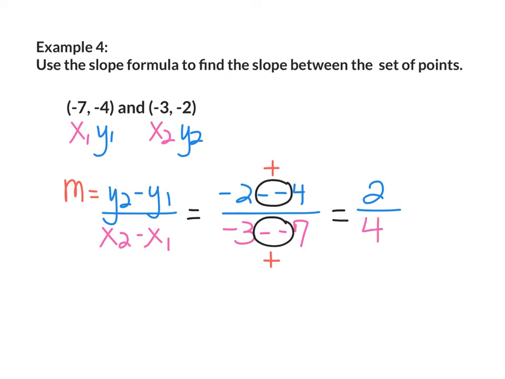Now I'm going to go ahead and simplify. I know I can divide by 2. So 2 divided by 2 will give me 1, and 4 divided by 2 will give me 2. So my answer is 1/2.